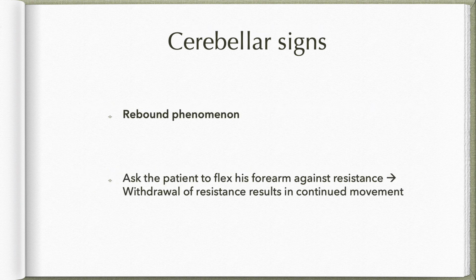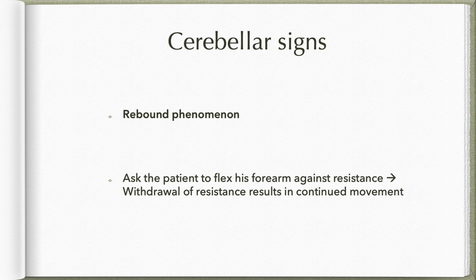Then we have what is known as rebound phenomenon. When a normal person is performing a particular activity against resistance, when the resistance is removed, that activity can be halted almost immediately. But in case of a person with cerebellar lesion, the person continues to move in the direction even after the resistance is removed.